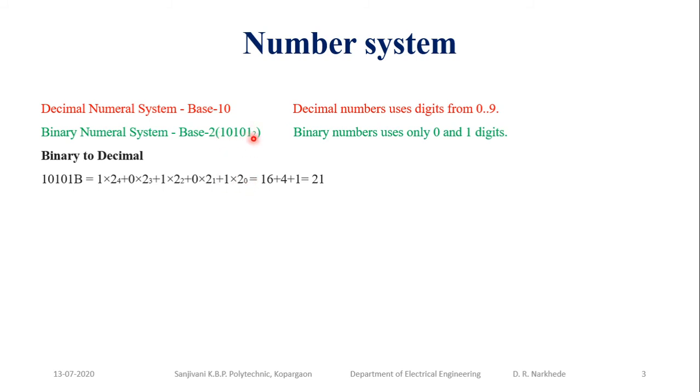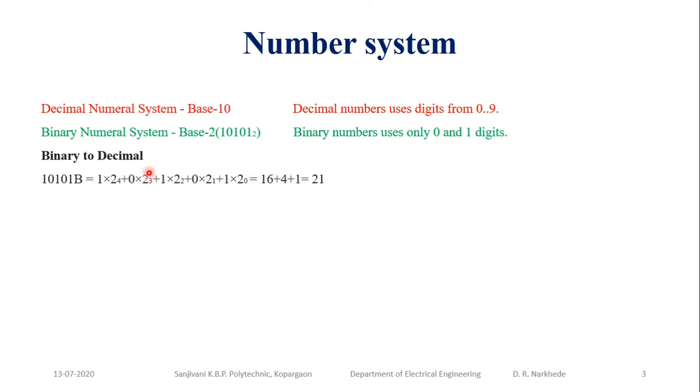Say this is my binary number 10101. We are going to write it like this, and multiply by 2 to the power 0, 2 to the power 1, 2 to the power 2, 2 to the power 3, 2 to the power 4. So 2 to the power 0 means 1. 1 into 1 is 1. 2 to the power 1 means 2. 2 into 0 means 0. 2 to the power 2 means 4. 4 into 1 means 4.